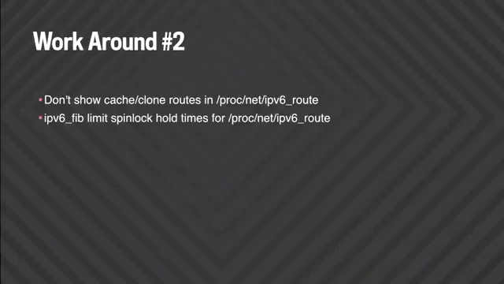The second workaround we put in is some hack in the kernel for not showing the cone routes in the IPv6 route file, and also we try to limit the time it spends holding the spin lock when the user application is trying to read the v6 route file.